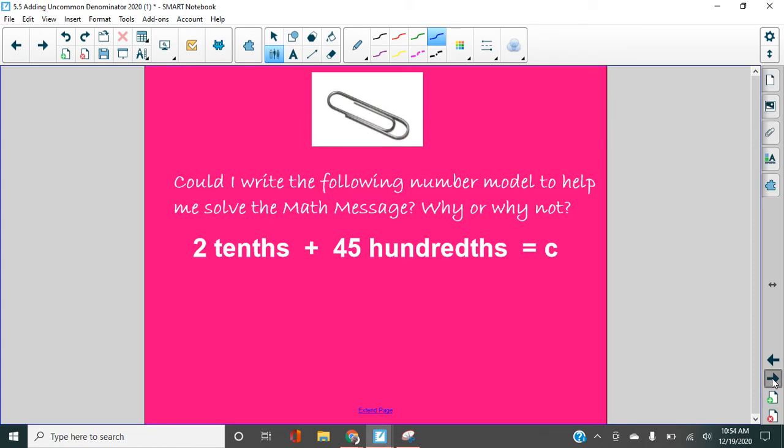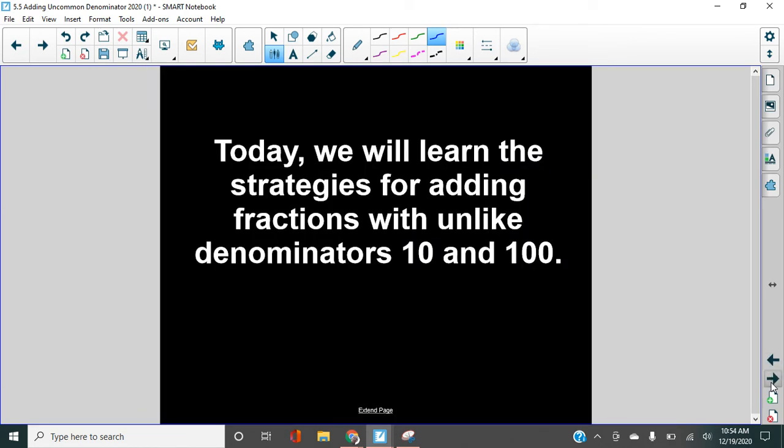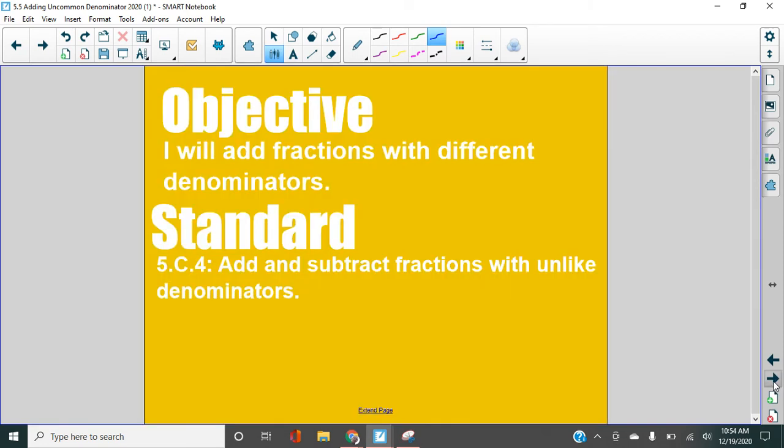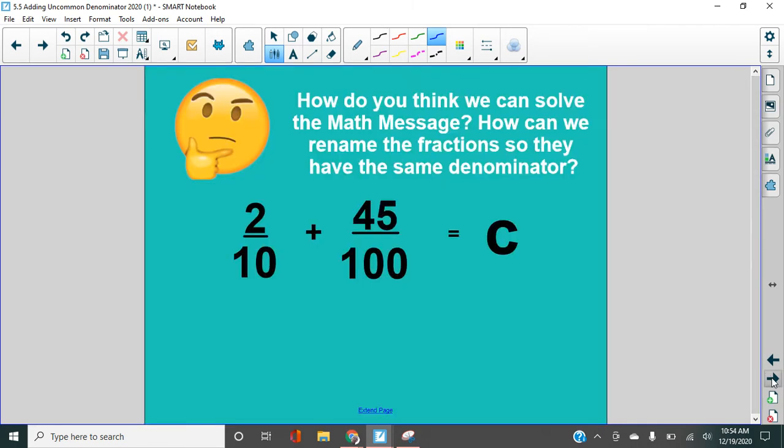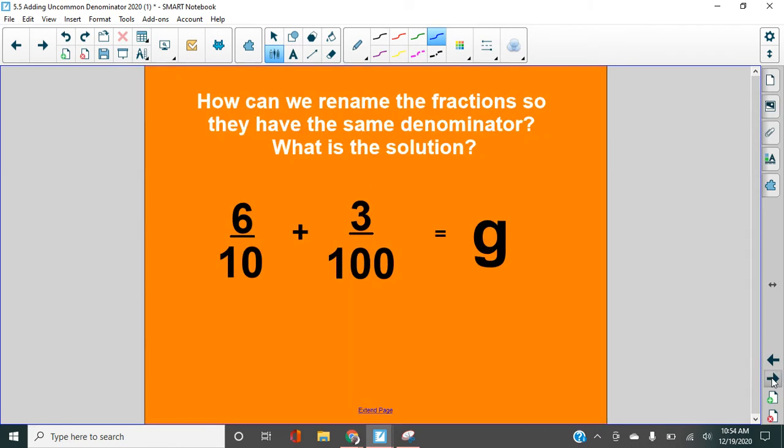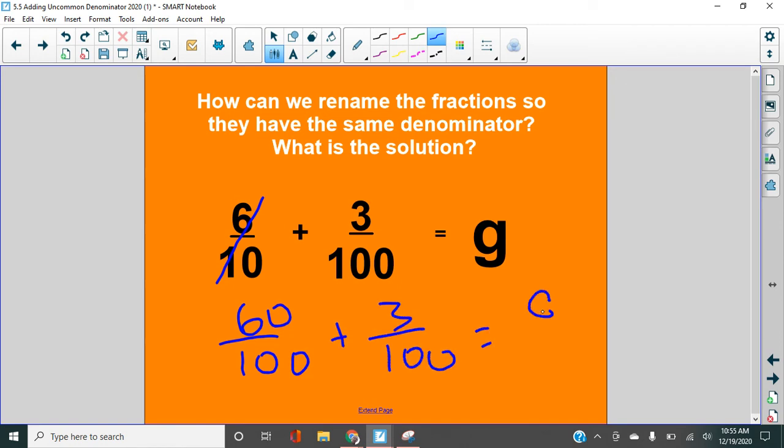All right, that's the same one as we did. So today we're learning strategies for adding fractions with unlike denominators. And you see that this is actually a 5th grade standard that we introduce here just a little bit in 4th grade. So we did that. Let's look at this one. Here we have 6/10 plus 3/100. Well, 6/10 is the same as 60/100. So now I made the denominators match, right? I can add them once the denominators match and get 63/100.